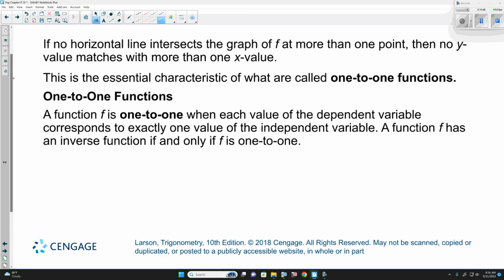This is a one-to-one function. A function is one-to-one when each value of the dependent variable corresponds to exactly one value of the independent. 1x to 1y. So a quadratic is not considered one-to-one because we have 2 x's, 1y, not one-to-one.